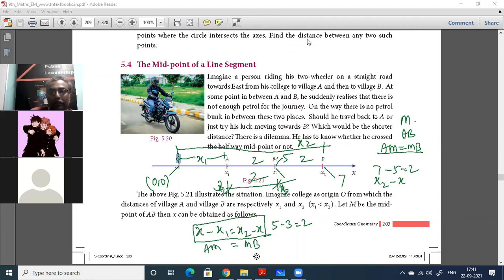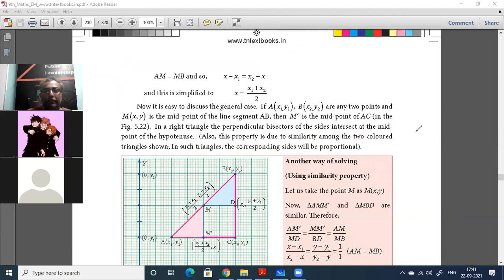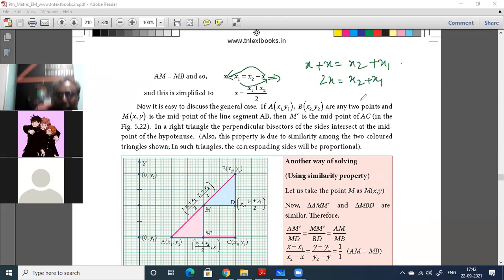Now what you have to do, you can derive another important formula from this. From this, take this X this side: X plus X equal to X2, and take this X1 this side: X2 plus X1. 2X is equal to X2 plus X1. Correct. Then X is equal to (X2 plus X1) by 2. What is X? Now you go back and find out.